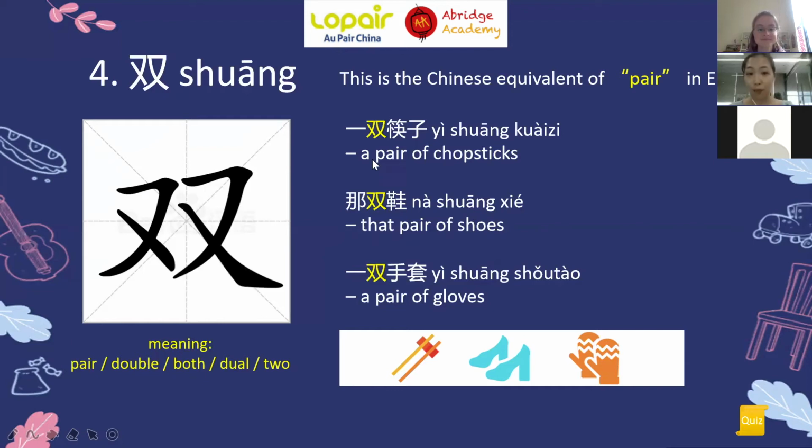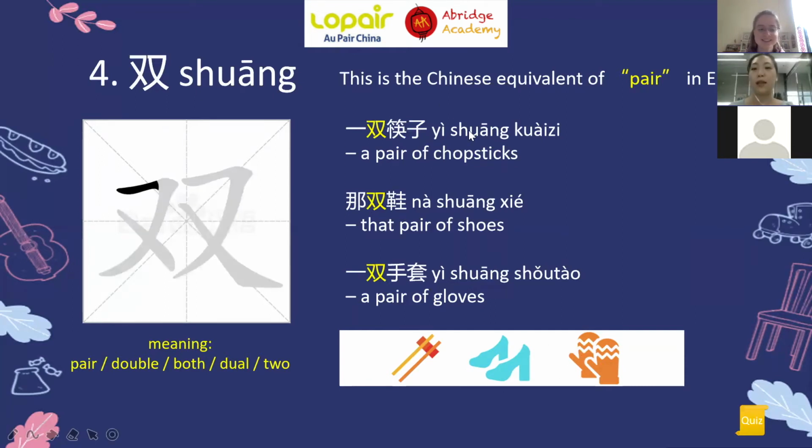And here the example, 一双筷子, a pair of chopsticks. You see, chopsticks are two things, two sticks. So they are a pair. 那双鞋, that pair of shoes, and 一双手套, a pair of gloves. So I have the picture here to show that everything is double. So 双 means pair, double. Okay, all right.